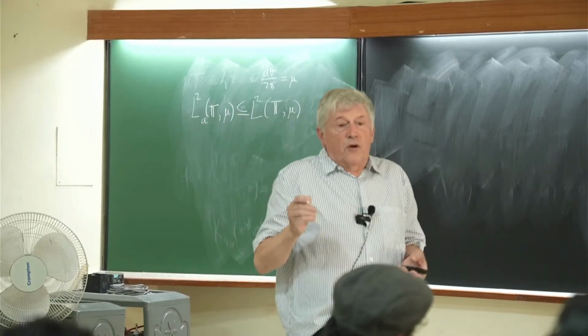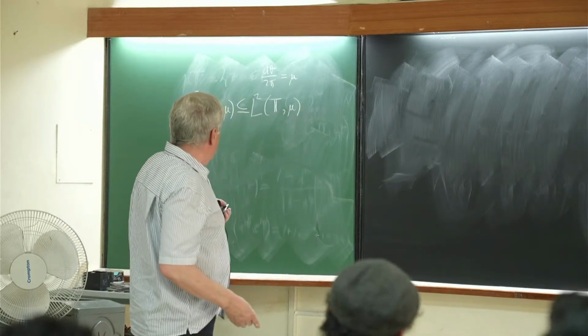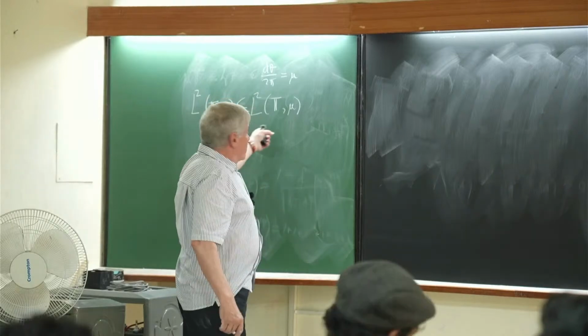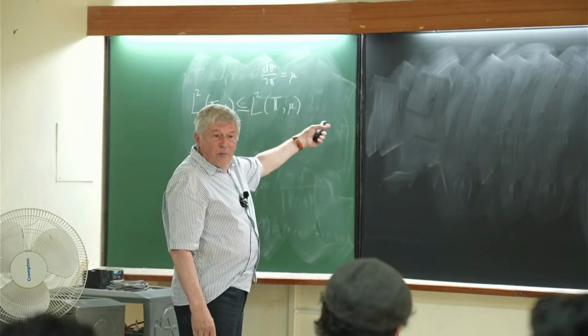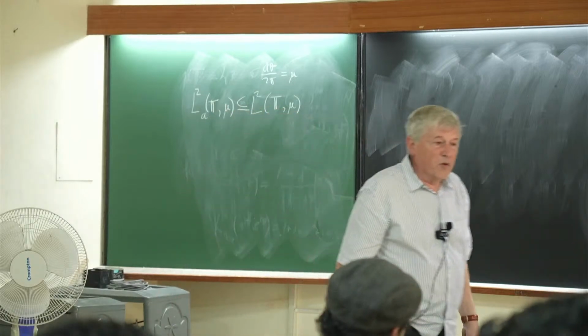They are not equal. This is the famous Hardy space. This is the full Lebesgue space. This is generated by positive and negative powers of the exponential. This is only positive powers of the exponential, the Fourier modes.